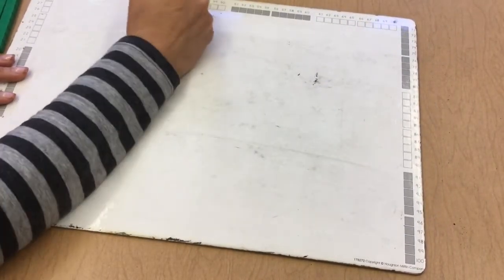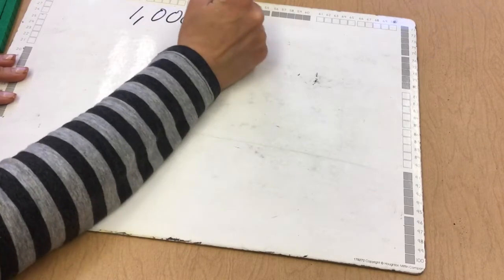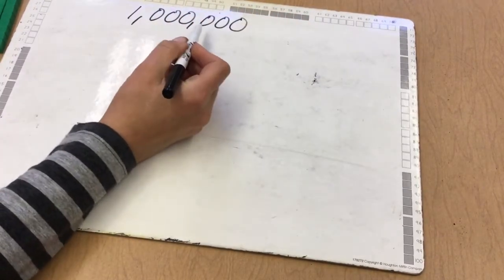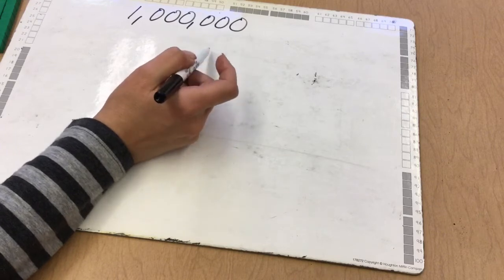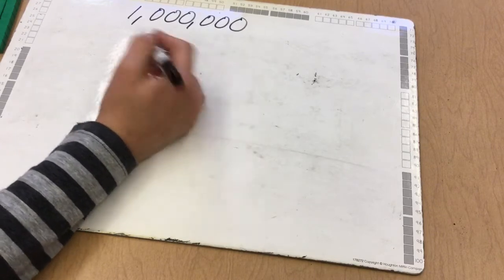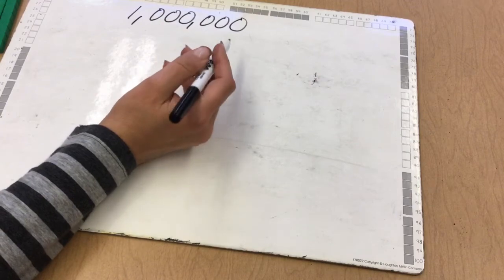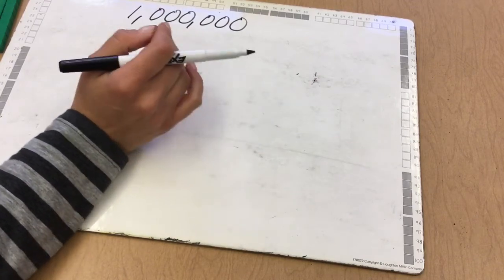Moving on to fourth grade. Fourth graders are working with numbers up to 1 million. They need to be able to show it in expanded form, in word form, and standard form, which is just the number. Also, they're rounding to any place.